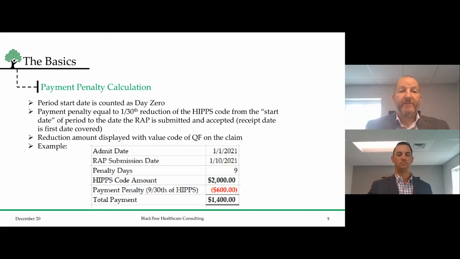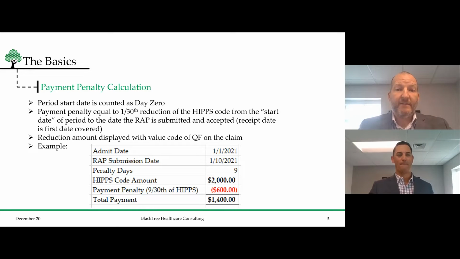Well, we know that it's late, right? Because the 5 day, you would have had to have that RAP out the door by 1/6, and since it is 1/10, we now have 9 days of penalties. So again, it's that 1/10 day that you submit it, you're actually going to be covered by that date. So it's going to be all the days leading up to that. So it's going to be 9-day penalty.